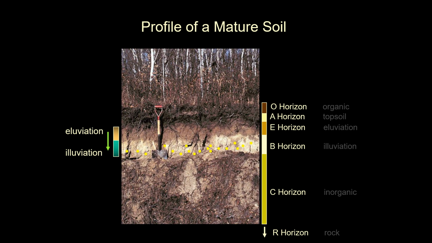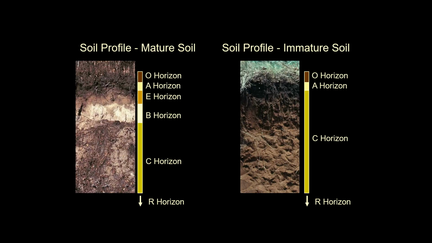Below the B horizon is the C horizon, which is principally inorganic in content. And then deep down below, where you can really see in this photograph, we have the R horizon, which is made up of just rock.